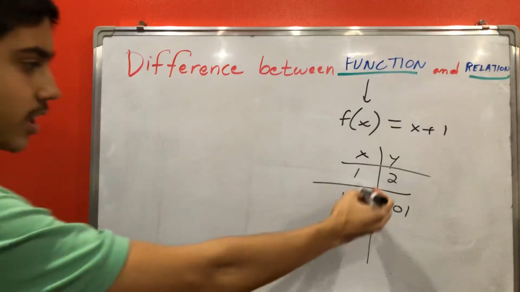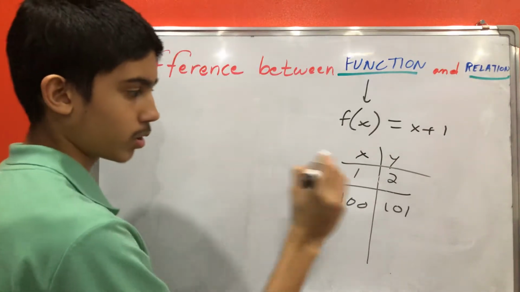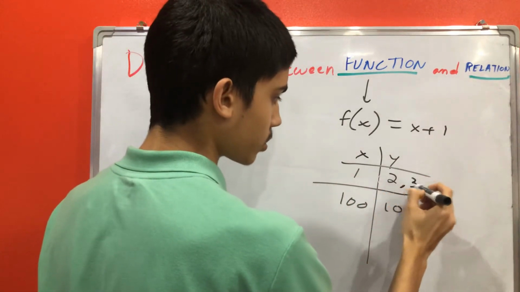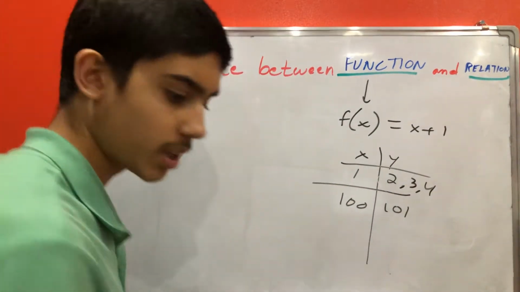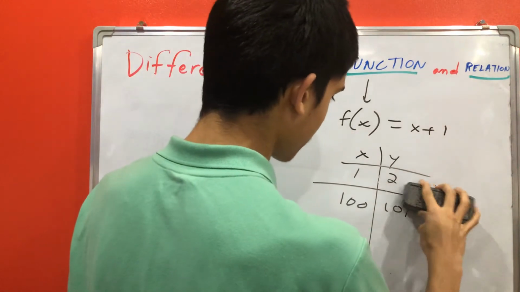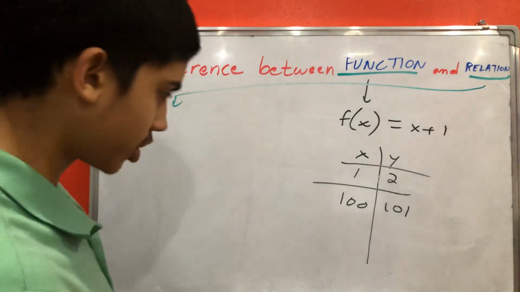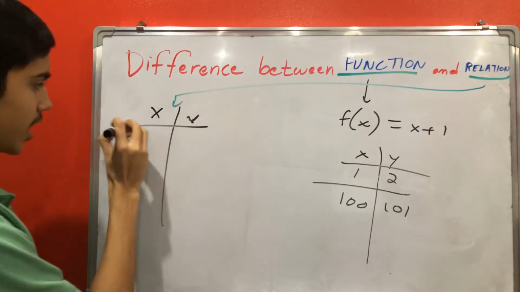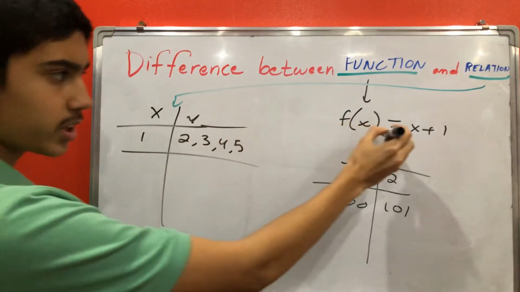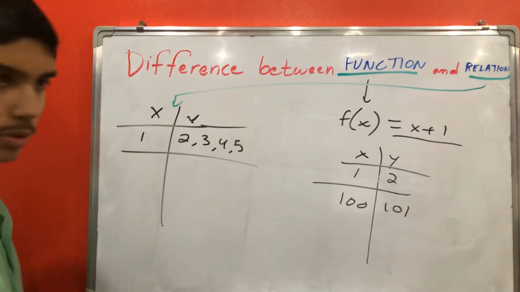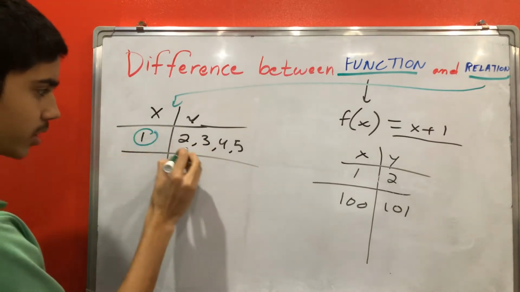So we see that in a function, every x has a specific y value with it. It cannot be like 2, 3, 4. One x value cannot have multiple y values. It can only have one y value. However, there is something called a relation. In a relation, an x value can have multiple y values, 2, 3, 4, 5. And we don't really write an equation like this. It's not one single equation. So we can see the difference, that every x value can have multiple y values.